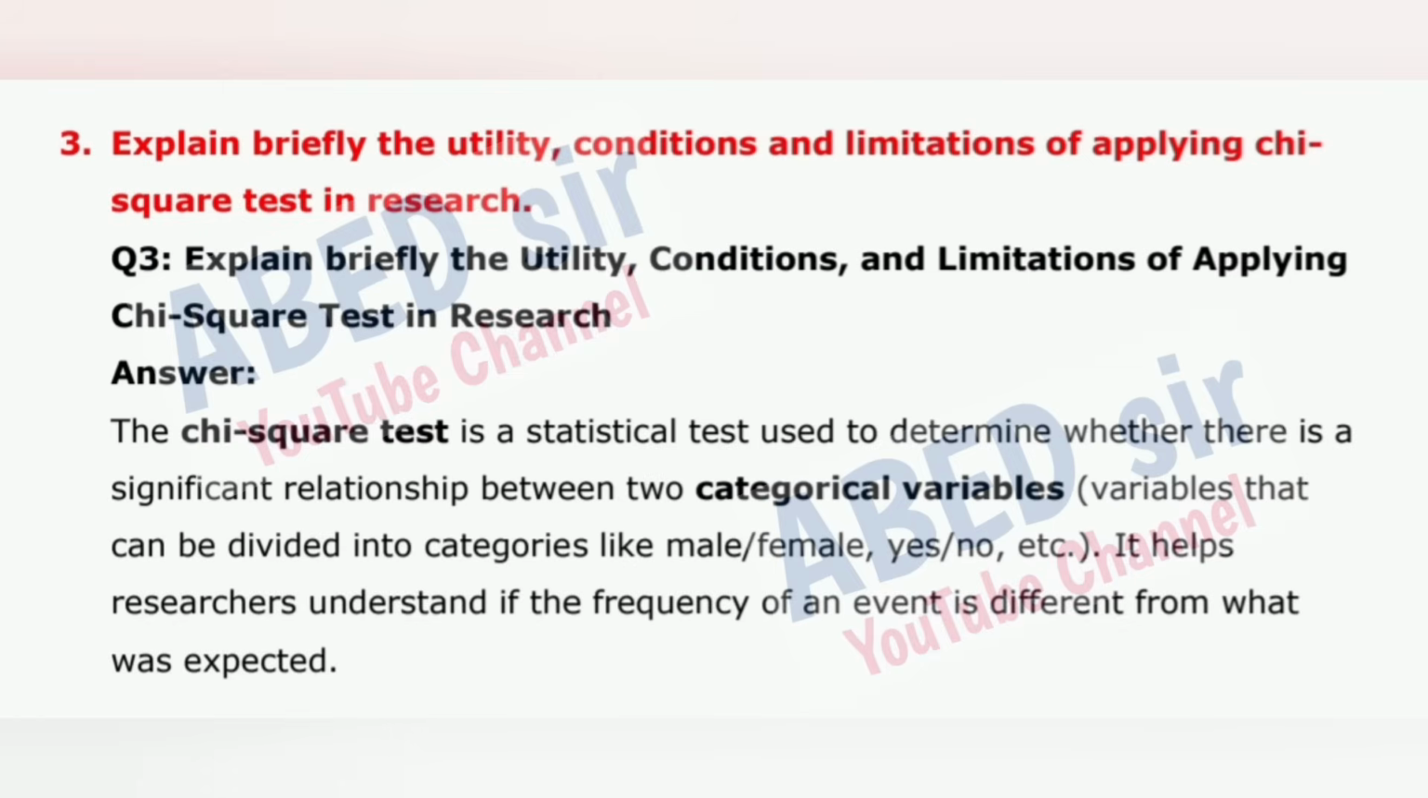Answer. The Chi-square test is a statistical test used to determine whether there is a significant relationship between two categorical variables, variables that can be divided into categories like male, female, yes, no, etc. It helps researchers understand if the frequency of an event is different from what was expected.